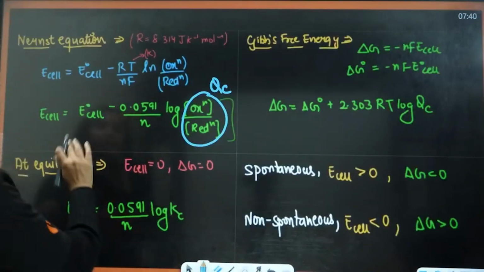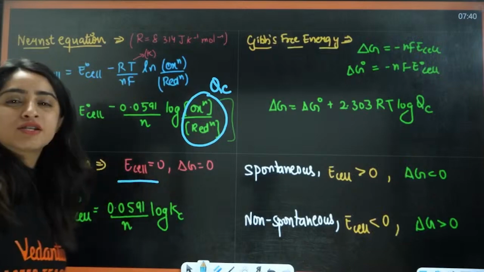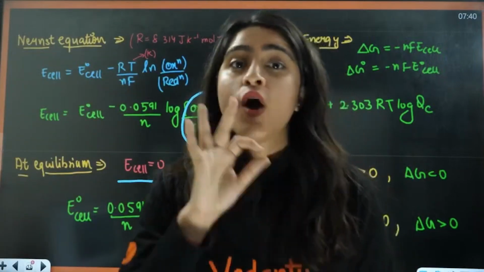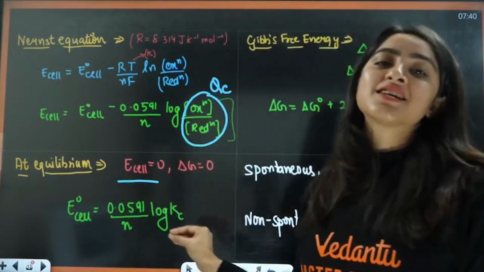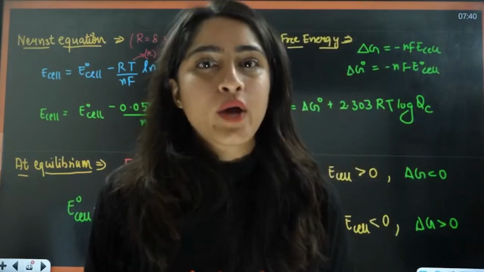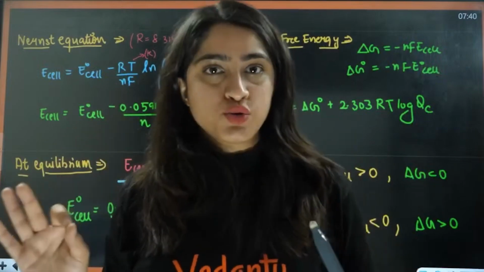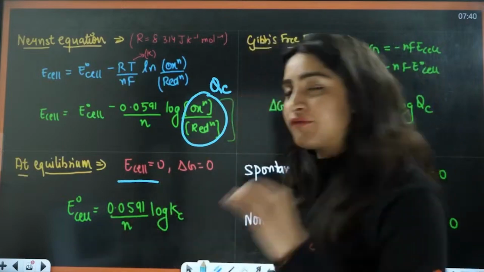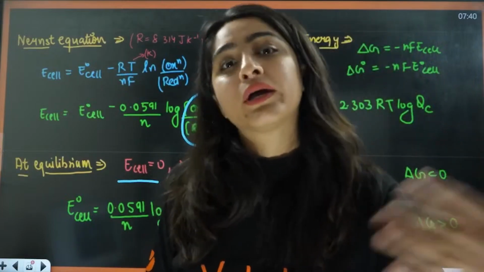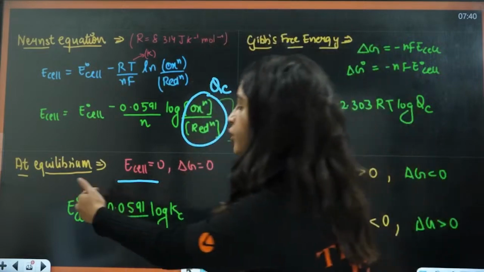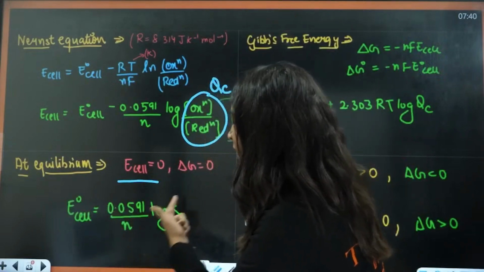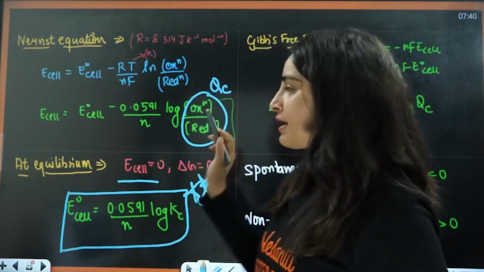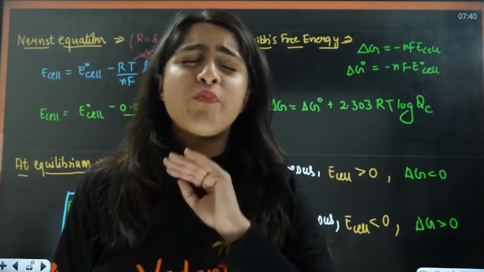Next thing that we have, if at equilibrium we say, always remember one more thing. At equilibrium, E cell is equal to 0, not E naught cell. E cell is equal to 0, delta G is equal to 0, not delta G naught. Not the standard conditions. So here applying E cell equal to 0, and at equilibrium, the reaction quotient is equal to the equilibrium constant. So here I'll write E naught cell is equal to 0.0591 by n log Kc. This is also asked in your exam. Very, very important. Everything that I am teaching you today is very important.